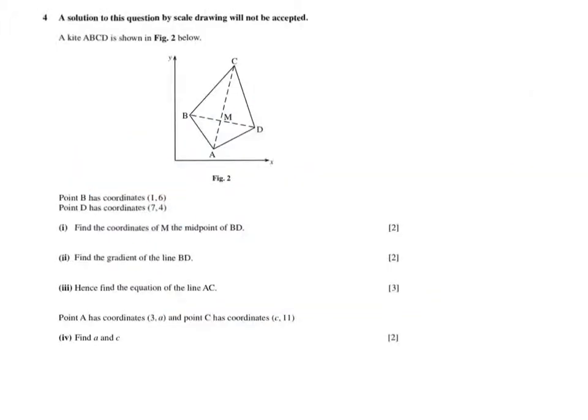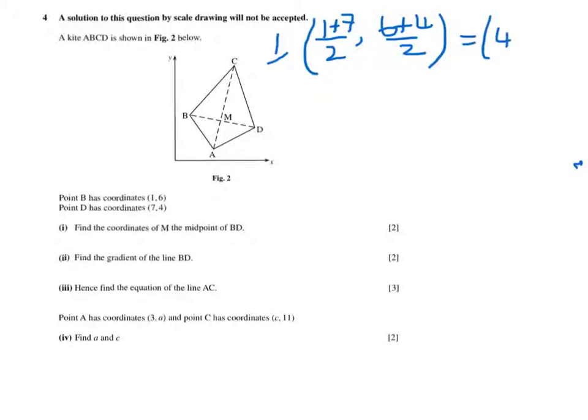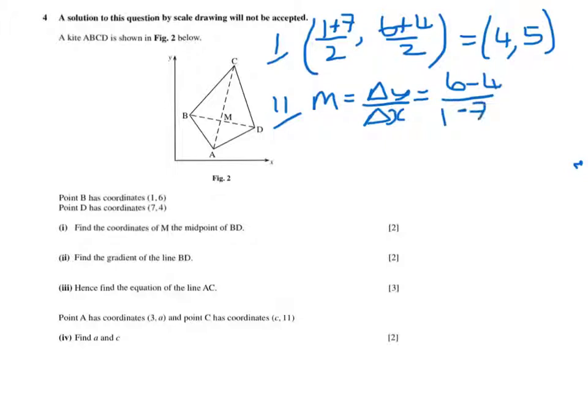Question 4. To find the midpoint, I add together the x values and divide by 2, and I add together the y values and I divide by 2. So I get a midpoint 8 over 2, which is 4, and 10 over 2, which is 5. Gradient of the line BD will be the change in y over the change in x. So that would be 6 take away 4 over 1 take away 7, 2 over minus 6, which is minus 1/3.